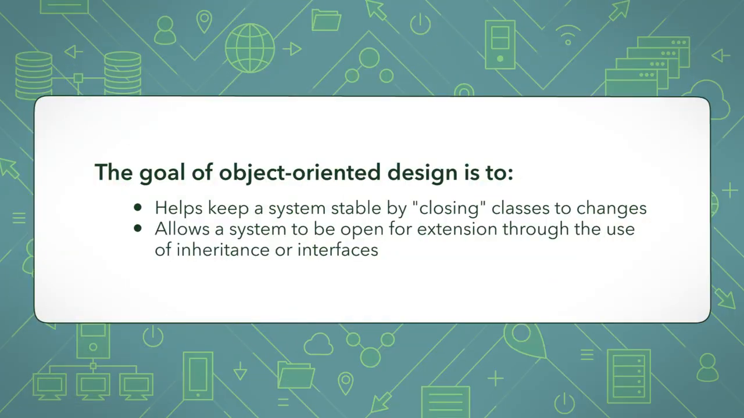All design patterns use the open-closed principle in some form. They all follow the idea that some part of your system should be able to extend and to be built upon through some means like inheritance or implementing an interface. The open-closed principle is a concept that helps keep a system stable by closing classes to changes, and allows a system to be open for extension through the use of inheritance or interfaces. It may not always be possible to practice this principle, but it's something you should strive for.